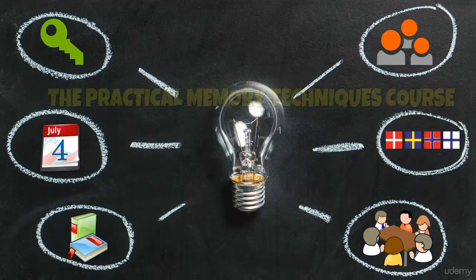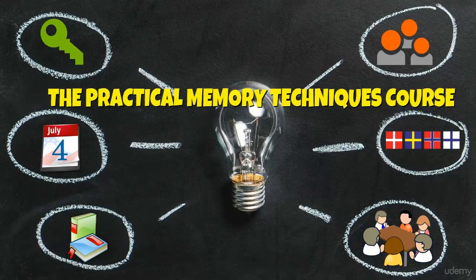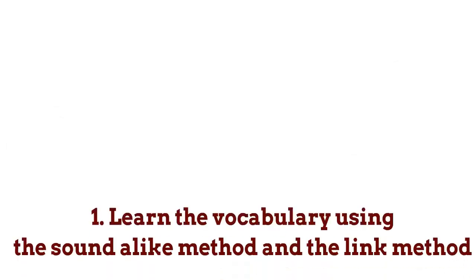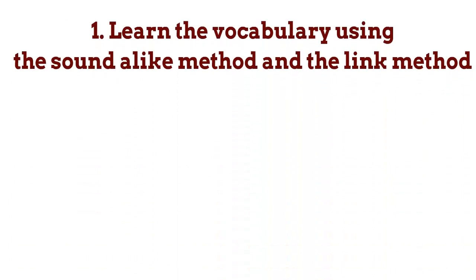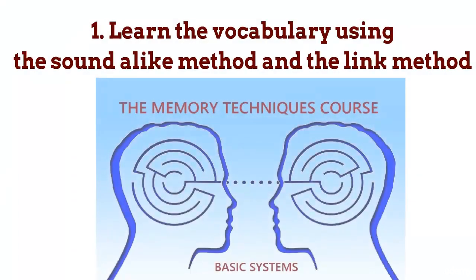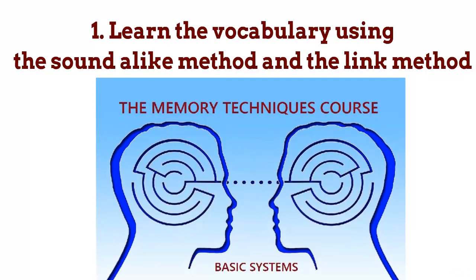In my previous Udemy course, the Practical Memory Techniques course, I presented an extremely effective method for learning a foreign language in a very short time. This method also involves the use of the Loci technique. Here is how it works. First, learn the vocabulary using the sound-alike method and the link method. You can find more about these techniques in the Memory Techniques course, Basic Systems, also available on Udemy.